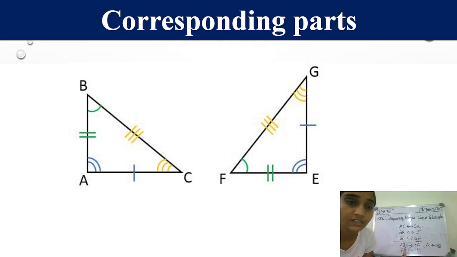Similarly, we have discussed how we can show the corresponding angles: angle B is corresponding to angle F, angle A is corresponding to angle E, and the remaining one, which is C, is corresponding to, yes, angle G of the other triangle EFG. Okay, very good students. So now let us move ahead.